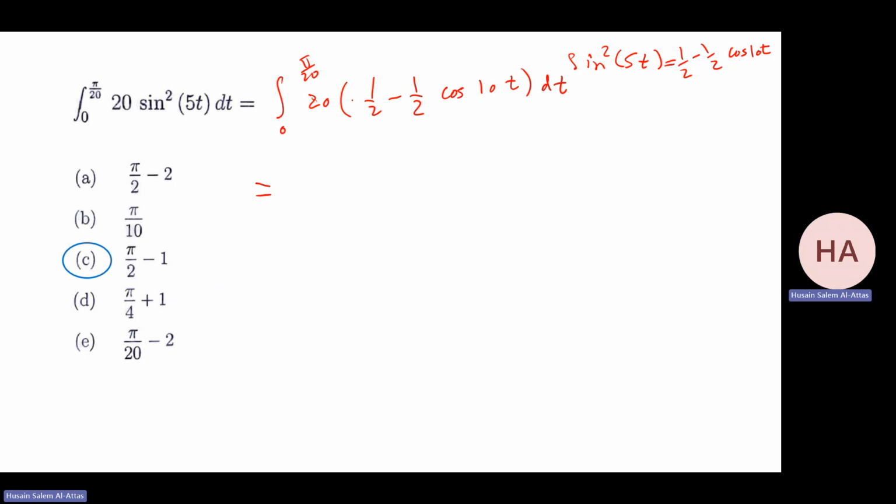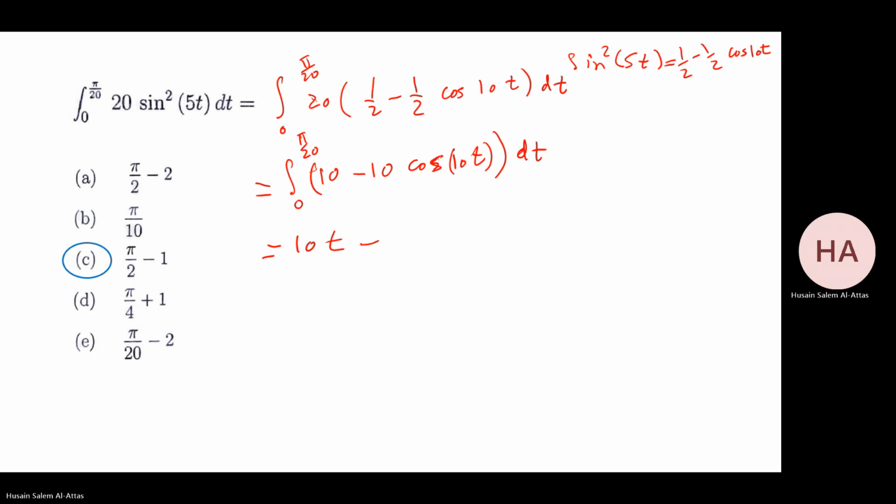That will be what? Multiply the 20. That will be 10 minus 10 cosine 10t dt. Integrate. That will be 10t minus, what's the integral of 10 cosine? That will be sine 10t. From where to where? From 0 to pi over 20.